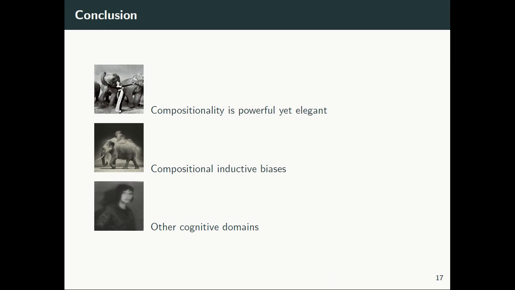In the future, we want to assess other cognitive domains, such as how people, for example, remember functions or how they detect change in functions.